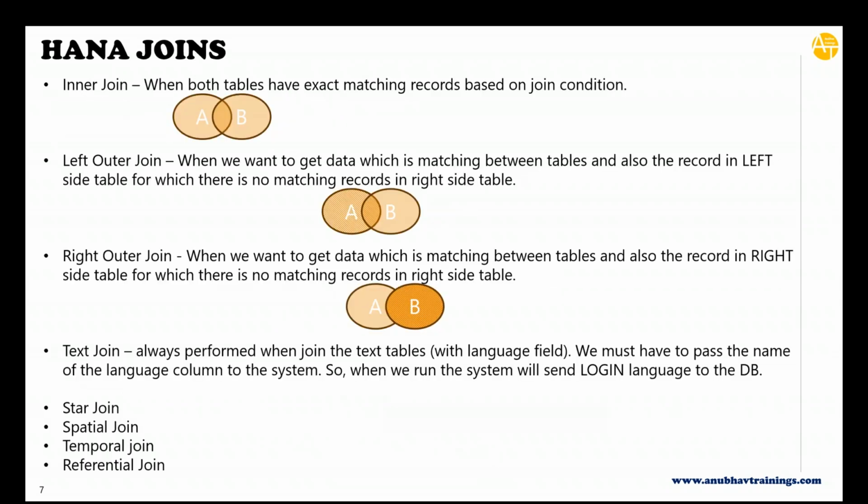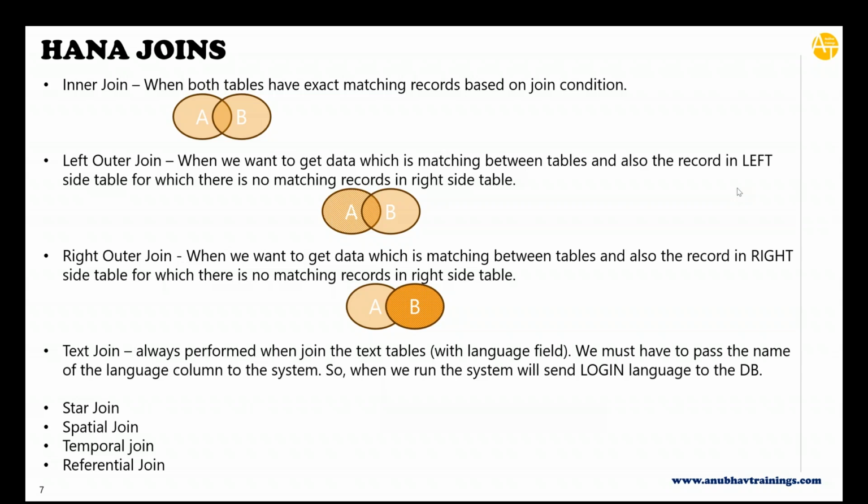So I was also discussing the eight types of joins in HANA. By far I showed you the inner join, which gives you the data where you have exactly matching records in both the tables. The left outer join fetches all the matching records in both tables. In addition to that, the data in the left side table which doesn't have corresponding data in the right side table will be fetched. In the right outer join you will get all the data from the right side table, including also the additional data for which there is no corresponding record in the left table.